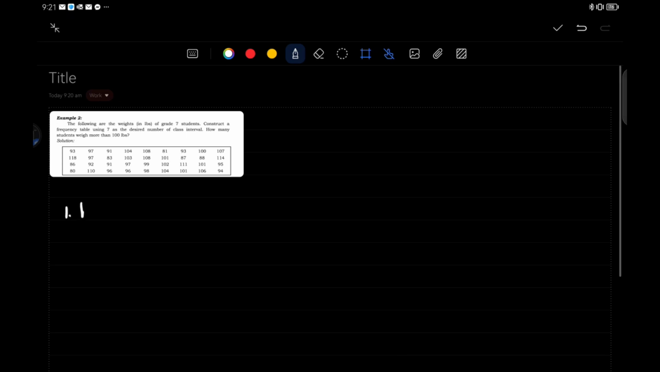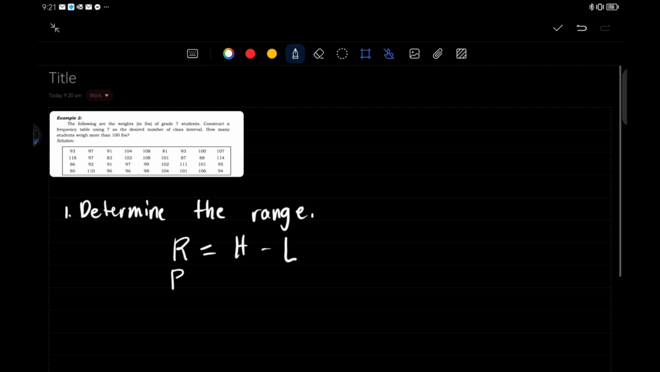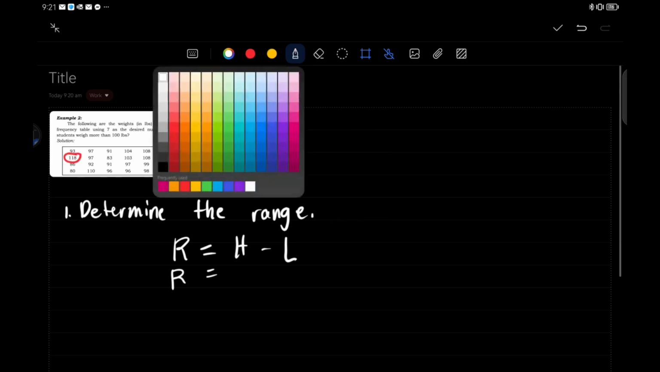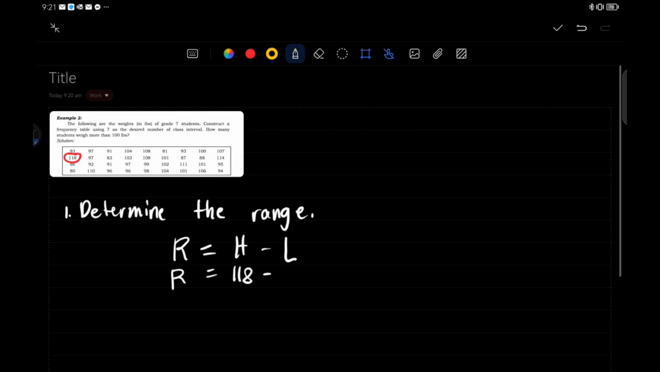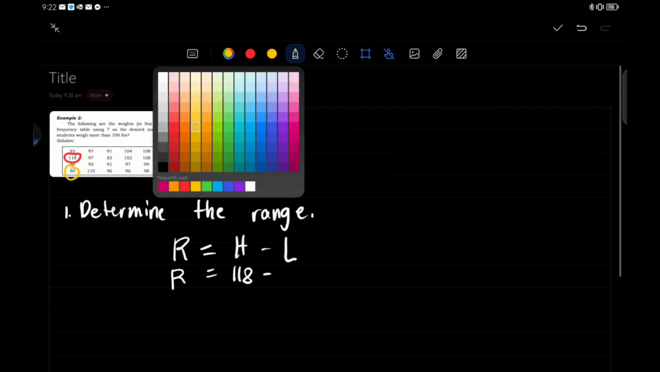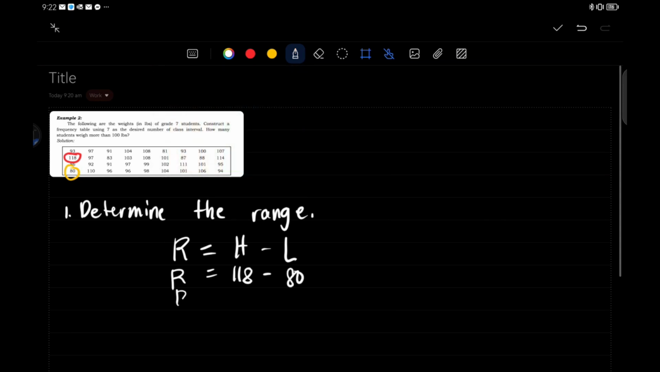Step 1, determine the range. The formula again is R equals H minus L. So let's identify the highest value and the lowest value. The highest value, as we have seen in this table, is 118. The lowest value is 80. So 118 minus 80, our range is equal to 38.